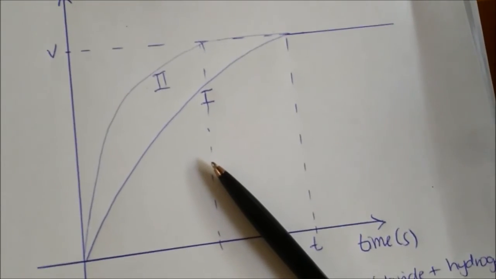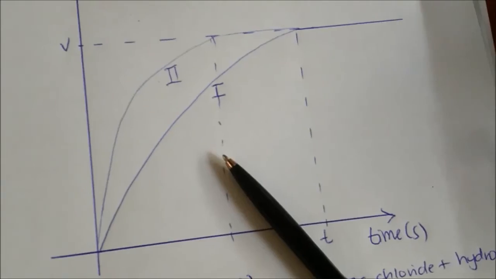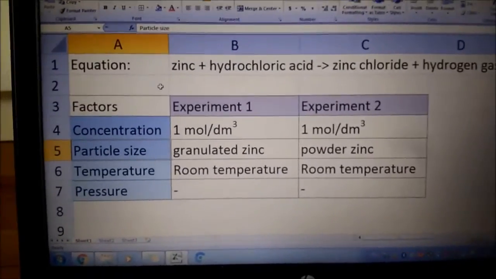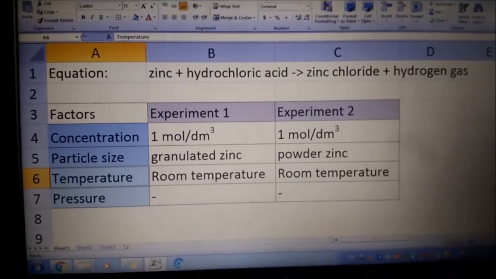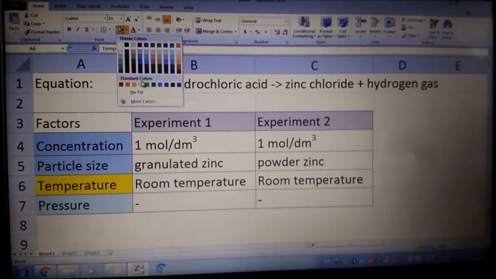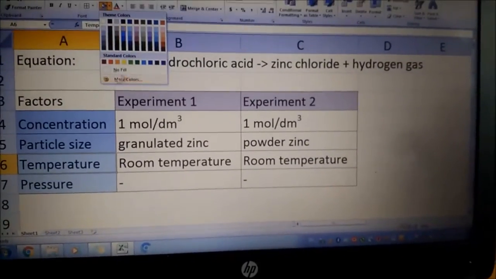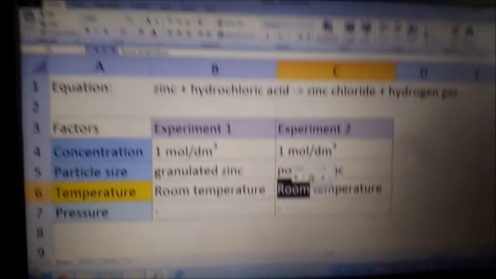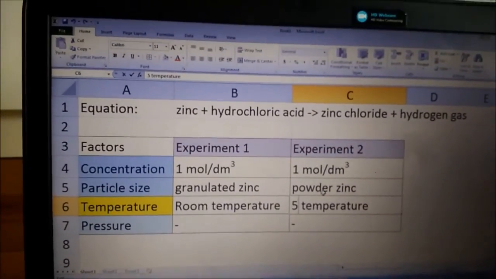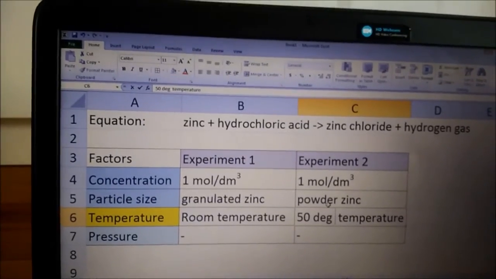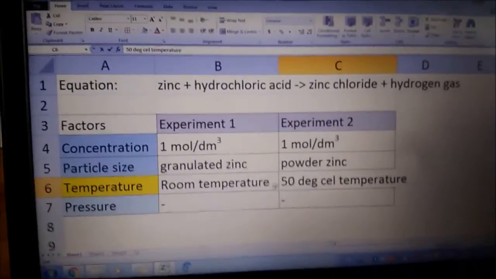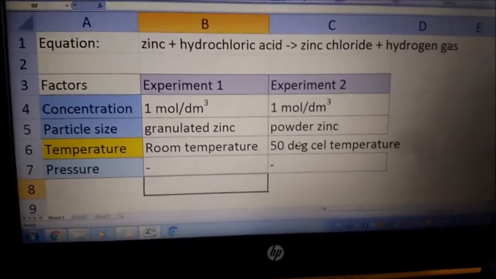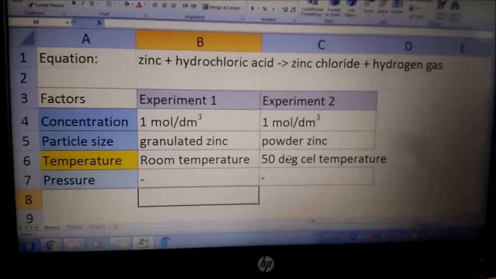Next, let's change the temperature, the factor of temperature. Let's say for the next experiment you use a higher temperature. The reverse happens if you use a lower temperature. Let's say experiment 1 is at room temperature, maybe 30 degrees Celsius, and experiment 2 uses a higher temperature. You would expect the reaction to go faster.